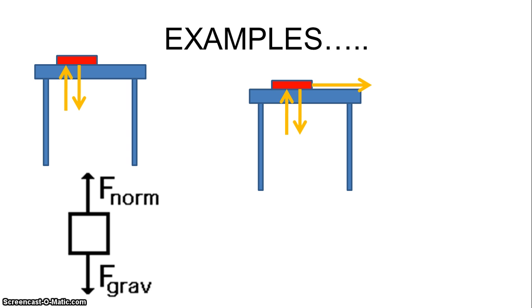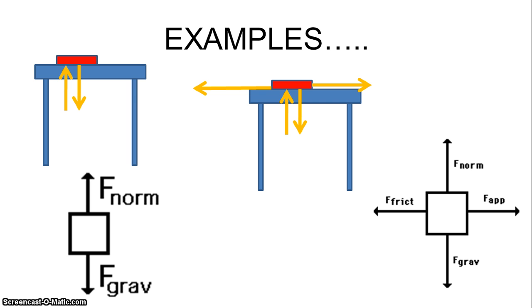We know that because of the application of force in the rightward direction, there will be a friction force which will act in the left direction. Now try to plot the free body diagram for this system. And here, as you can see, this is the free body diagram for this system.